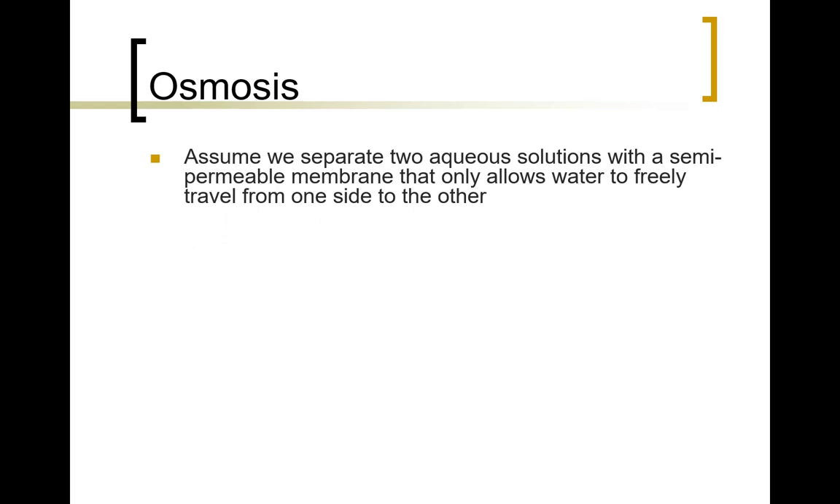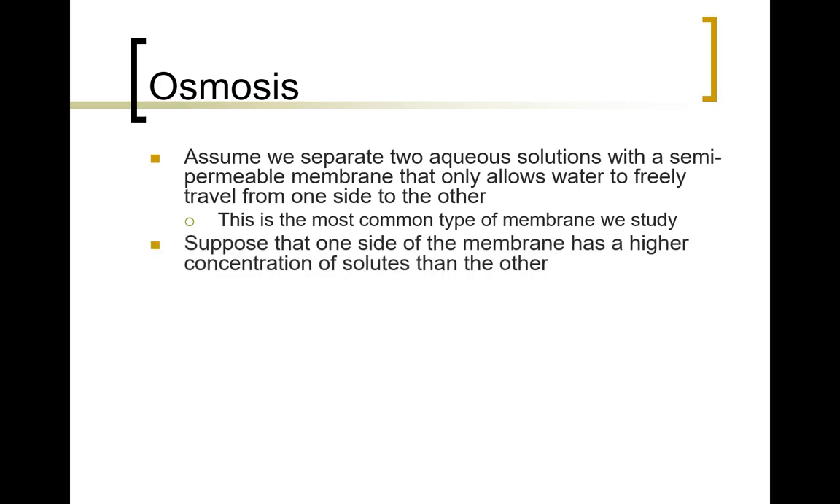Now let's say that we have two aqueous solutions with a semi-permeable membrane in between them. And the only thing that semi-permeable membrane is going to allow to go from one side to the other is the solvent. So if it's an aqueous solution, the solvent will be water. So water molecules are allowed to go from one side of the barrier to the other. Nothing else is allowed to. And so that's the most common type of membrane we're going to study.